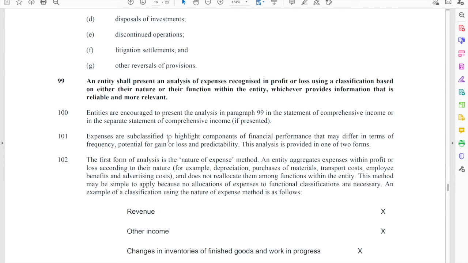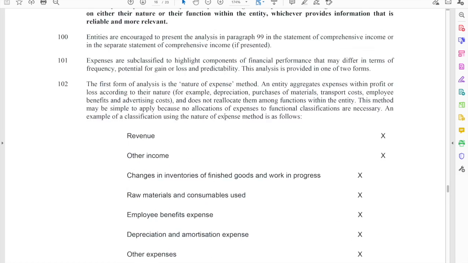Based on the IAS 1 as well, an entity shall present an analysis of expenses recognized in profit or loss using a classification based on either their nature or their function within the entity, whichever provides information that is reliable and more relevant. So, ito yung na-discuss ko sa inyo previously that the company may present their expenses in two ways. Una, nature of expense and function of expense. So, which is, I've already discussed before.